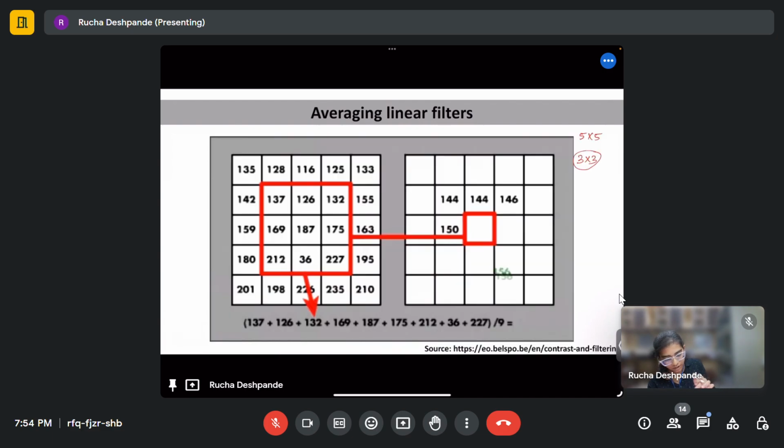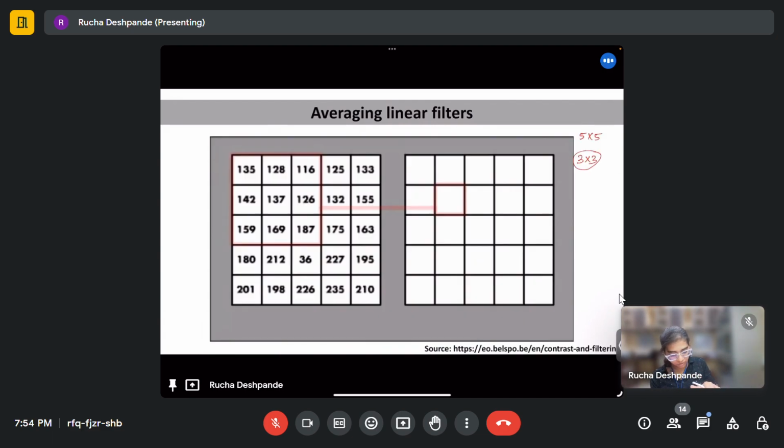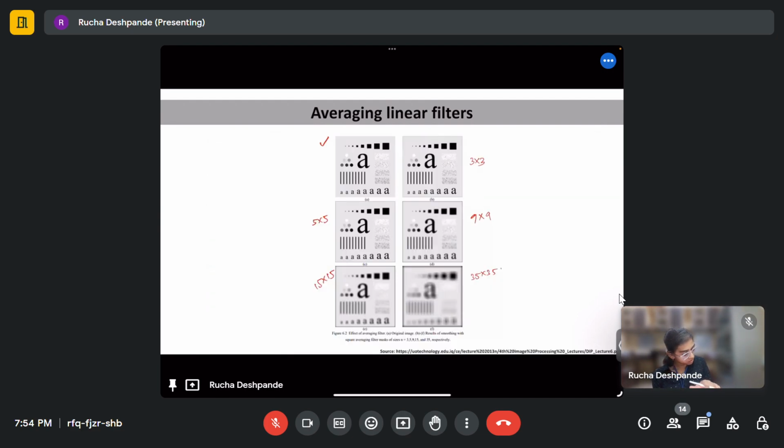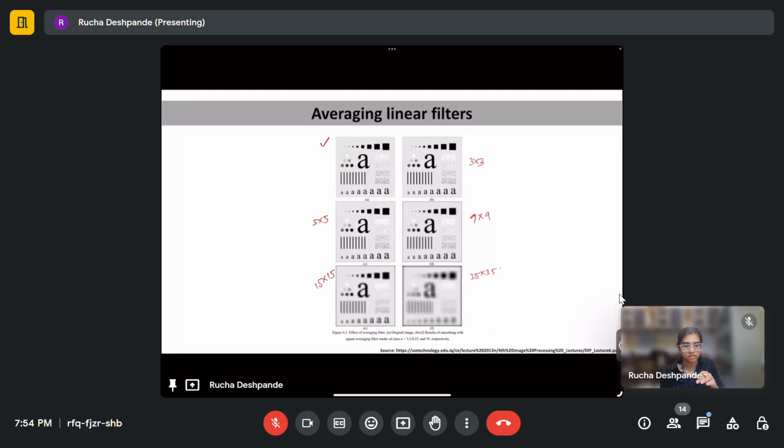Here the filter that we saw was uniform. Will you explain this slide again? Whatever you told. Which display? This one. Yes, yes, this one.